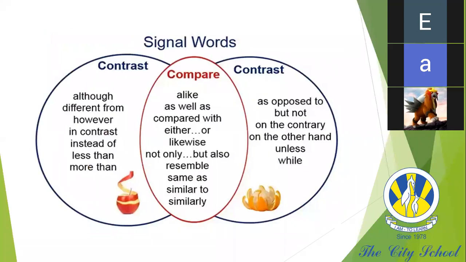Okay, so for comparison and contrast, there are some signal words which we use in our writing in order to make it obvious. For example, for contrast, we have although, different from, however, in contrast, instead of, less than, more than, as opposed to, but not, on the contrary, on the other hand, unless, while. Okay, and when we compare, we use these words: alike, as well as, compared with, either, likewise, resemble, same as, similar to, similarly.